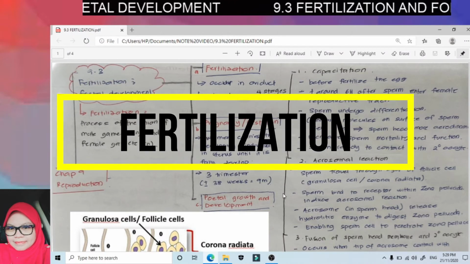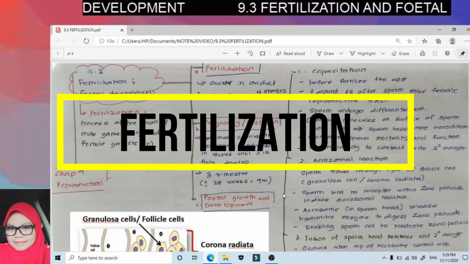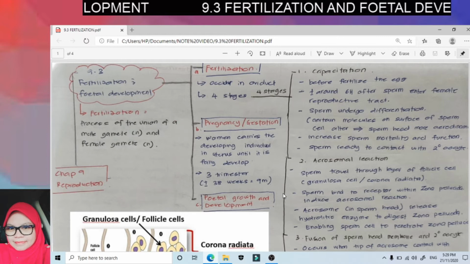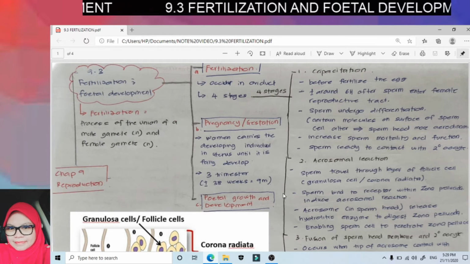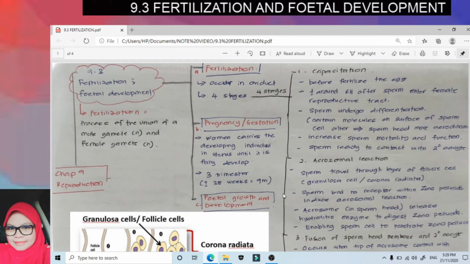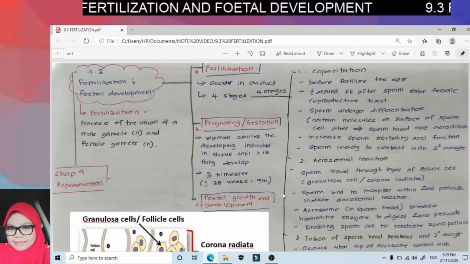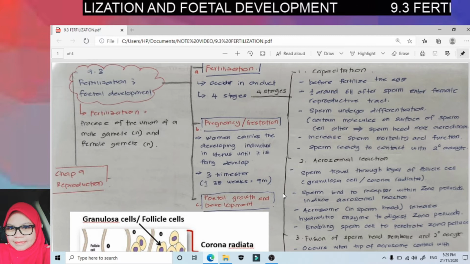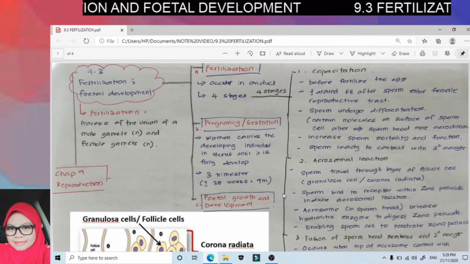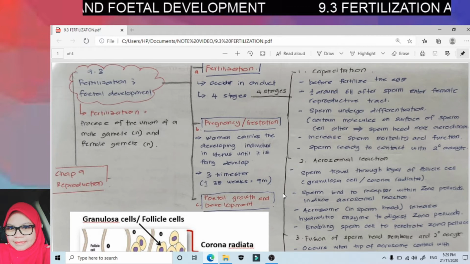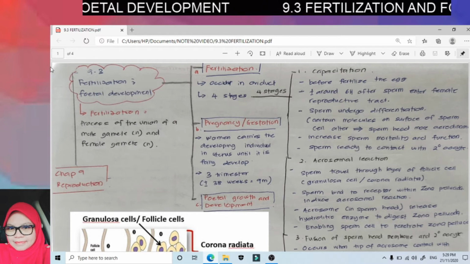Hi, Assalamualaikum warahmatullahi wabarakatuh. Now let's continue with subtopic 9.3 Fertilization and Fetal Development. Since in 9.2 we have learned the production of sperm, the male gamete, and the formation of the egg, the female gamete, now we're going to learn about fertilization.